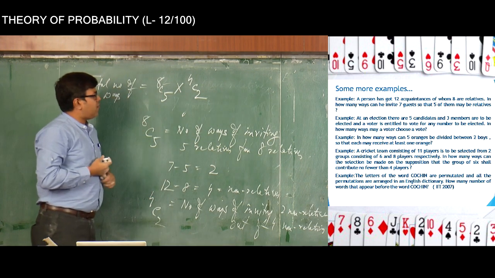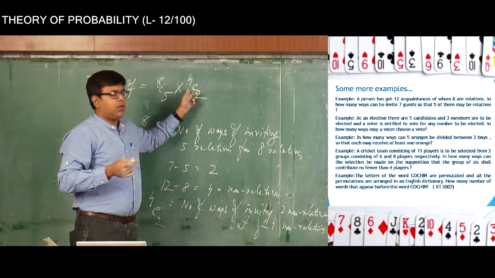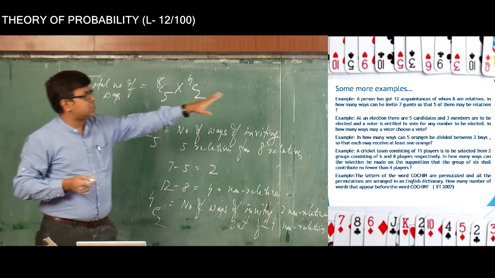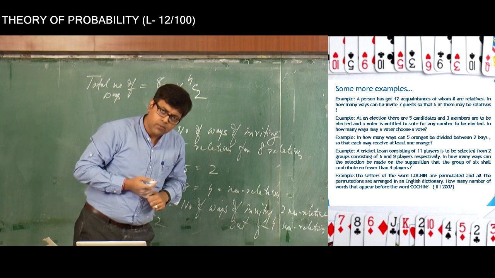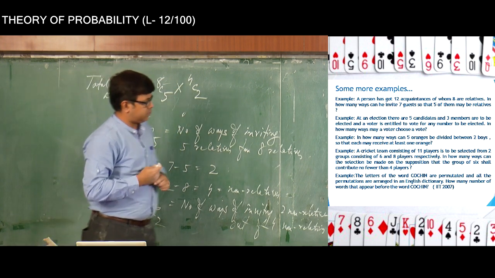So it is the fundamental principle of counting we have applied, the multiplication rule, by which we come to the conclusion of this particular problem. Is it clear? Fine. If it is clear, we can now move on to the second problem.